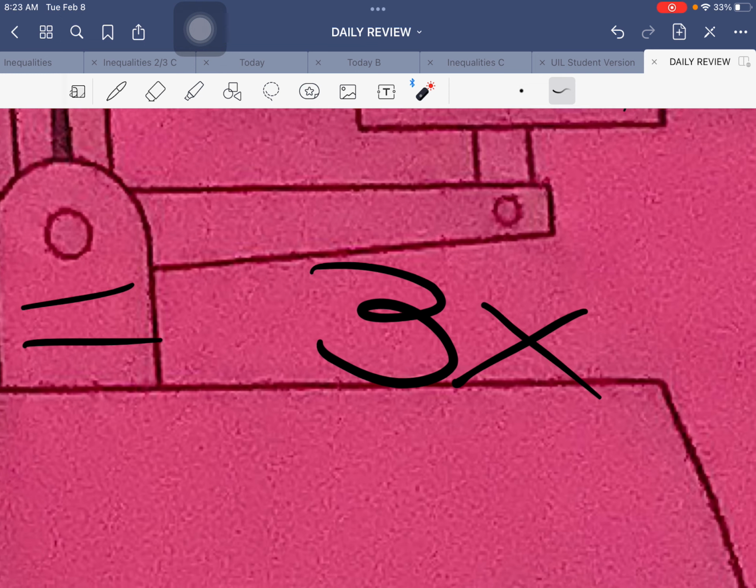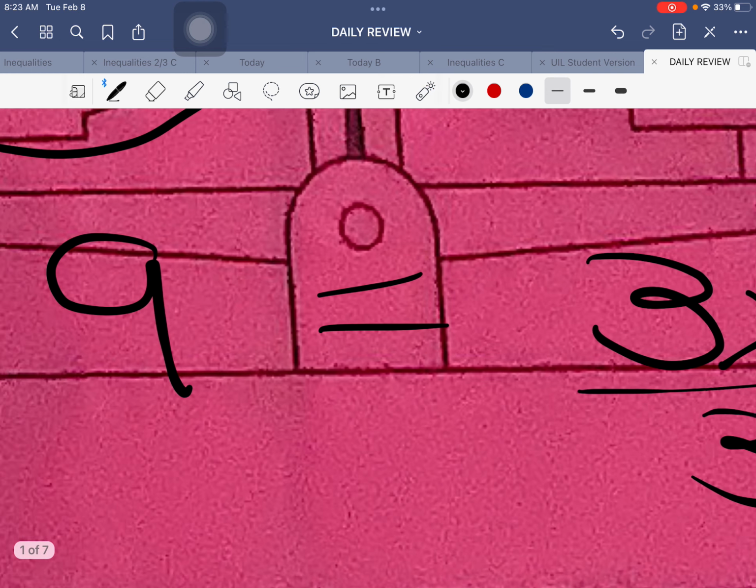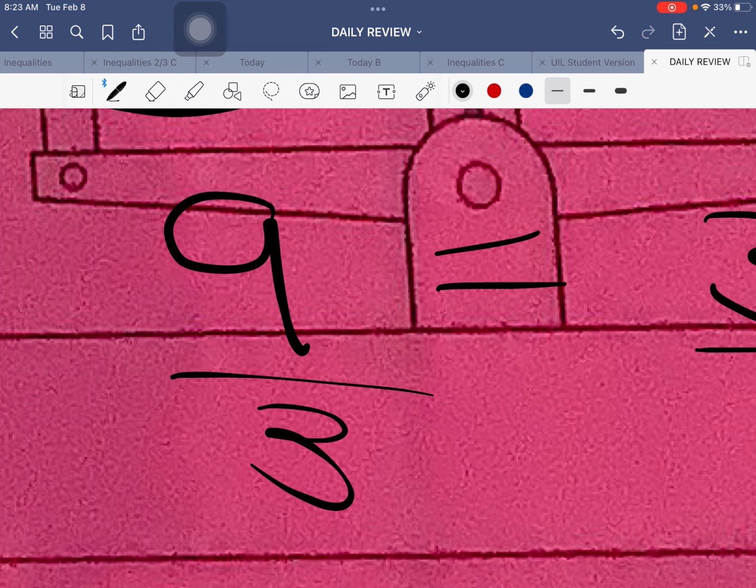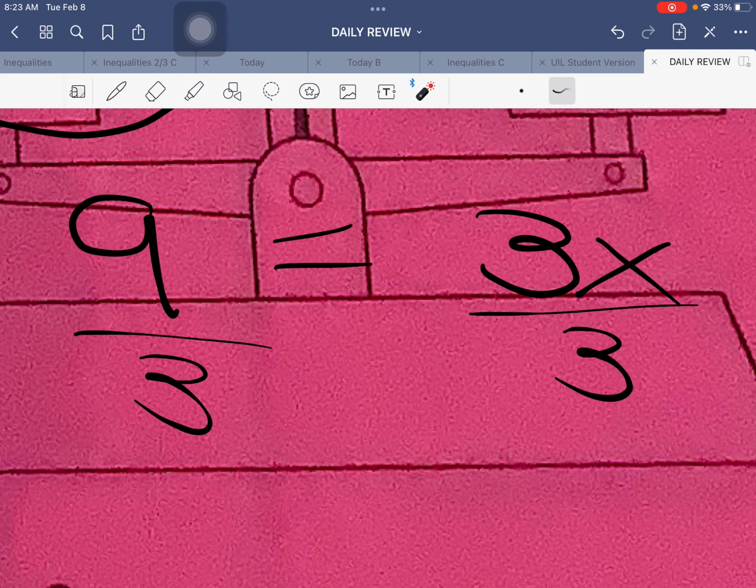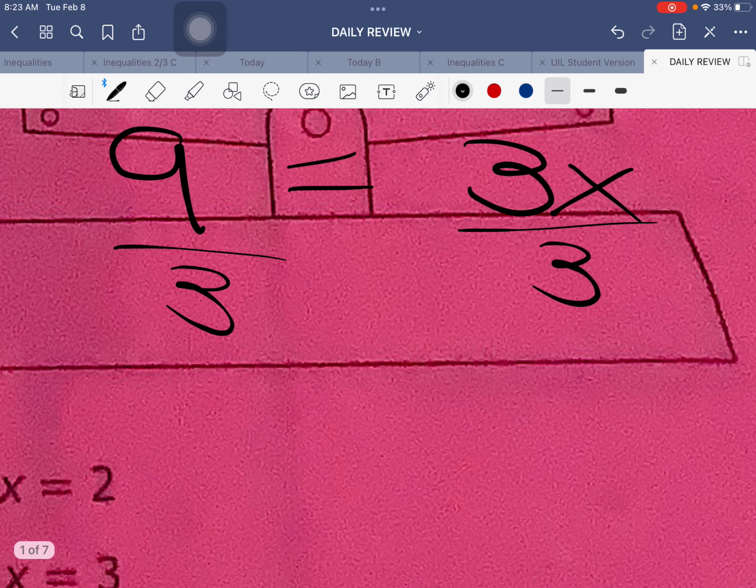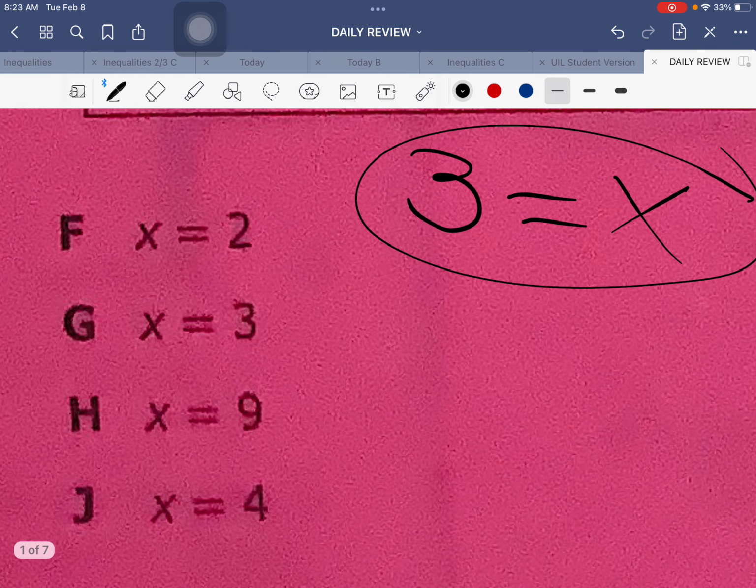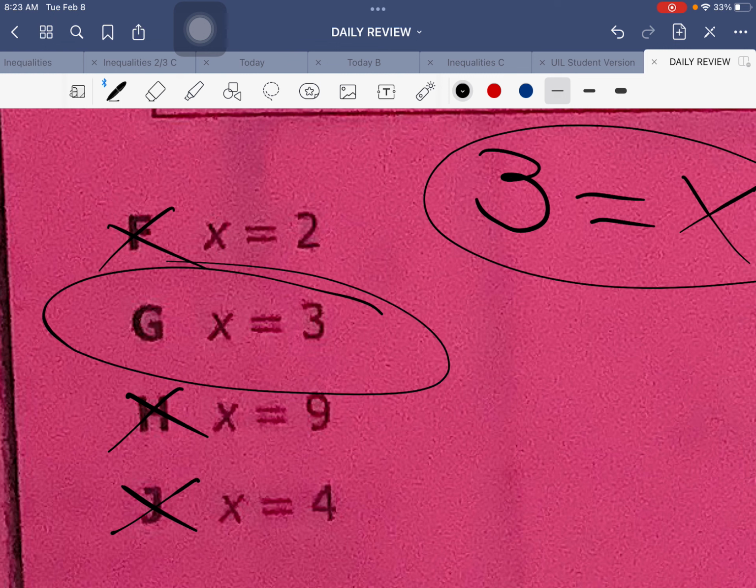What is the 3x doing? It's multiplying. What's the opposite of multiplying by 3? Dividing. Dividing by 3. What I do to one side, I have to do to the other side. Perfect. Now, what's 9 divided by 3? 3 equals x. This canceled out. Well, what's my answer? X equals 3. Perfecto.